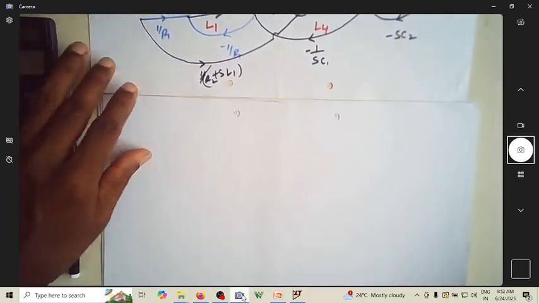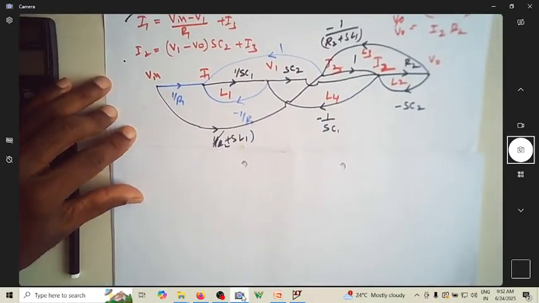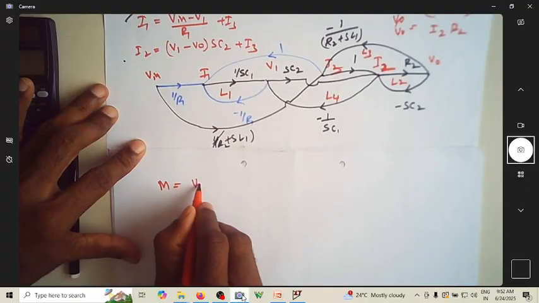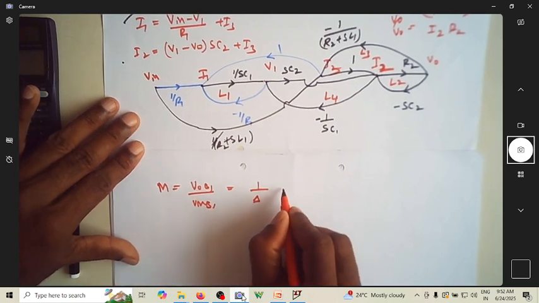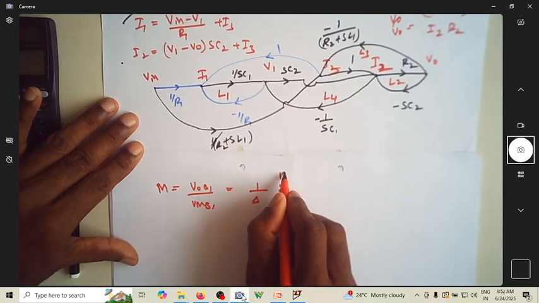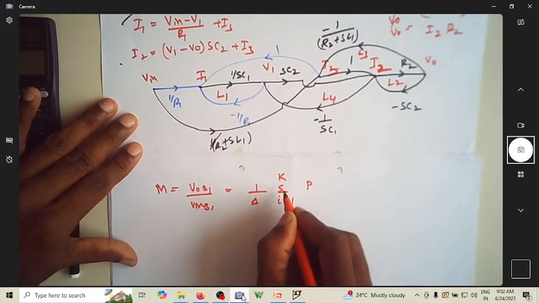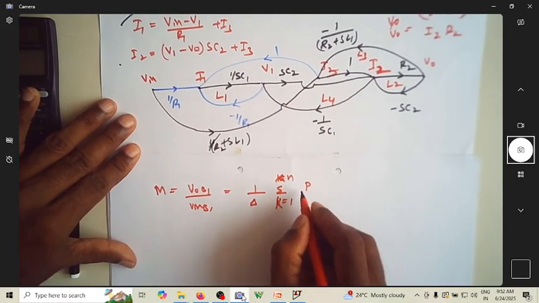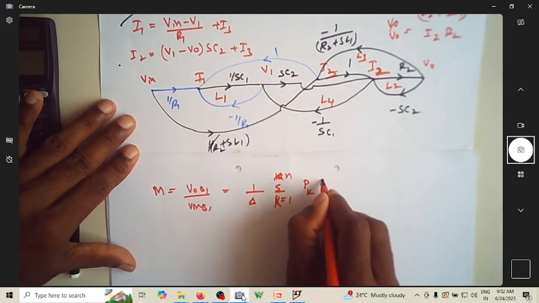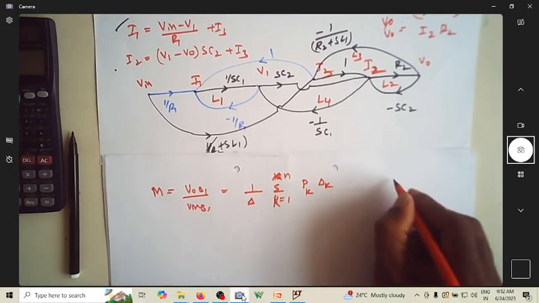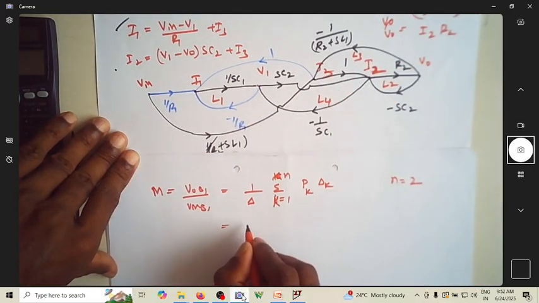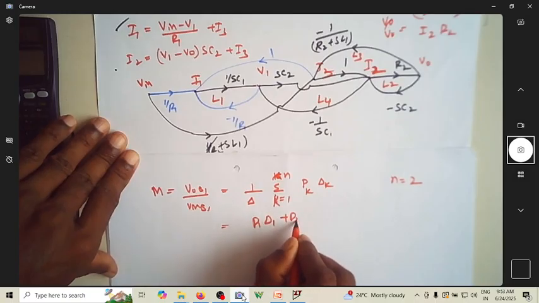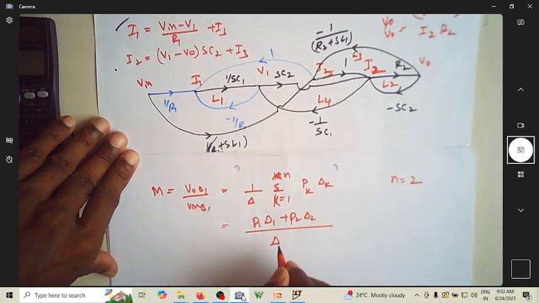Mason's gain formula is nothing but V naught of S by V of S is equal to 1 over delta, summation of k equals 1 to N, P k delta k, where N is the number of forward paths. So N is actually 2 now. It is this and this. So you end up with P1 delta 1 plus P2 delta 2 by delta.